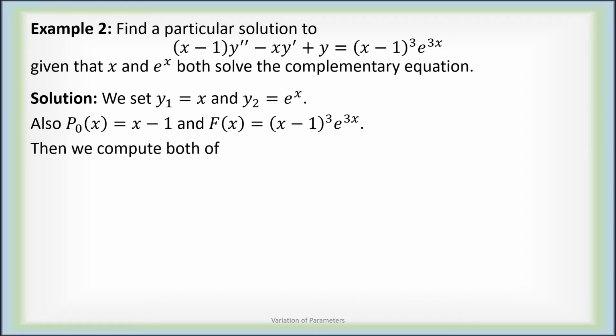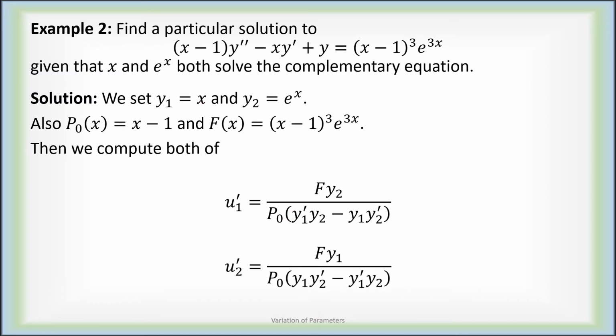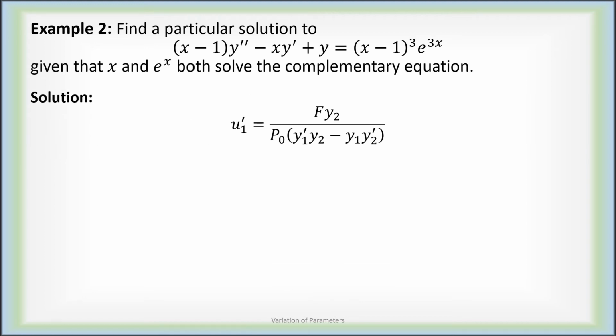Then we just have to compute two things. First, u1 prime has to satisfy this expression right here. But f was given to us, it's here. y2 is e to the x. p naught was given to us. y1 is x, and so we can compute all of these terms. u2 prime is also given by a very similar expression. So u1 prime was given by this expression here, and once we make all of our relevant computations and plug in, we end up with this.